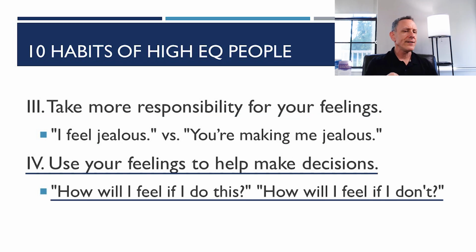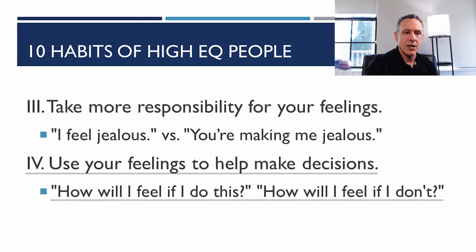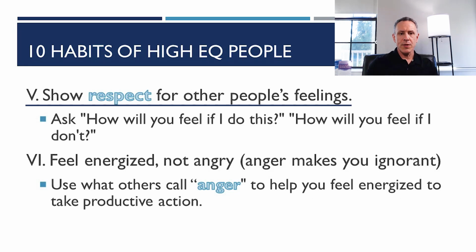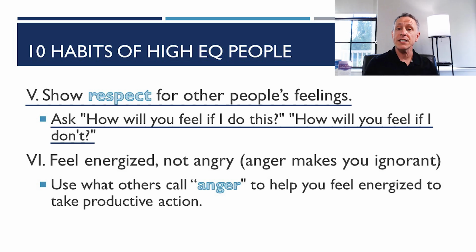Now, how will I feel if I lay on my horn and chew out the Starbucks person? You're likely to get spit in your coffee, I would imagine, and you don't want that, right? Or how will I feel if I don't? So again, we're looking for that balance. Emotionally intelligent people look for that balance, and they read themselves as well as the environment. They show respect for other people's feelings. How will you feel if I do this? How will you feel if I don't do this? So you consider other people's feelings, reactions, and value.